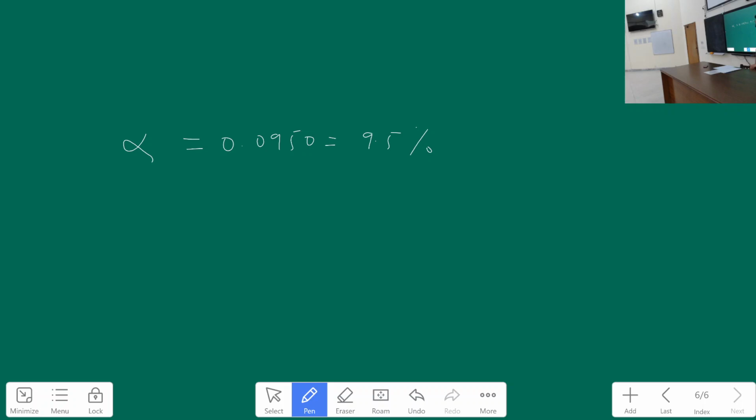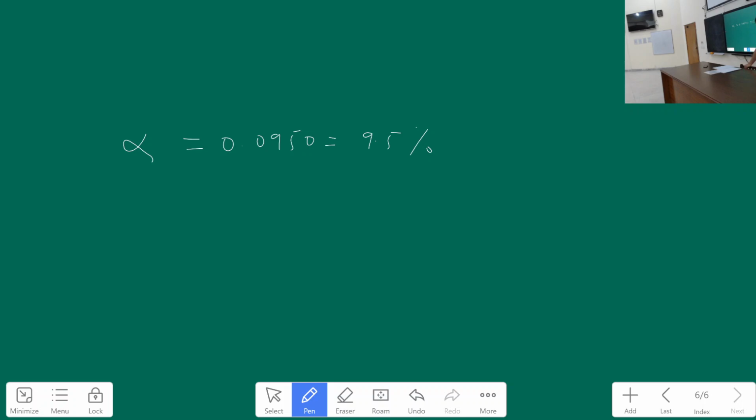What is it saying? Probability of what? Type 1 error. What is type 1 error? That you wrongly reject H naught. A false negative. What did we get in this case? 9.5%, right? So the probability of wrongly rejecting the null hypothesis in this case is 9.5%.